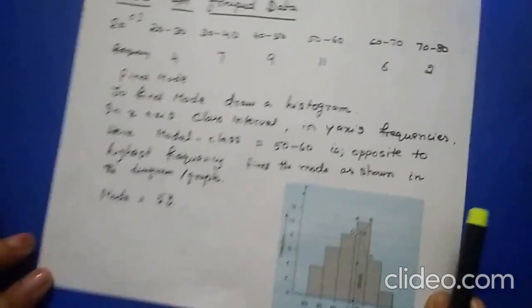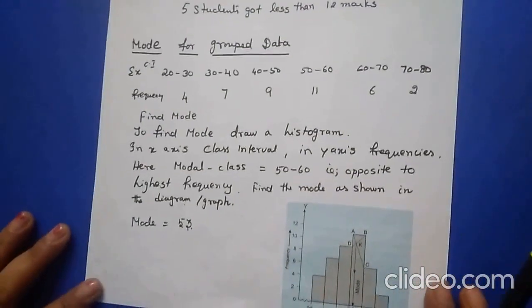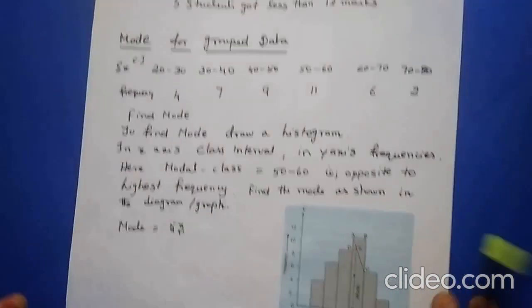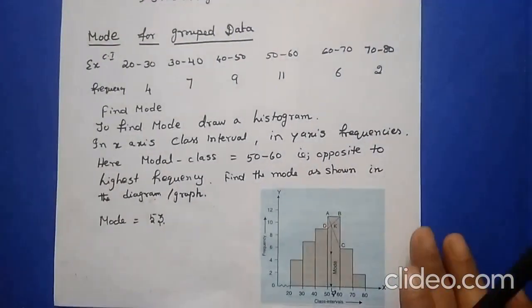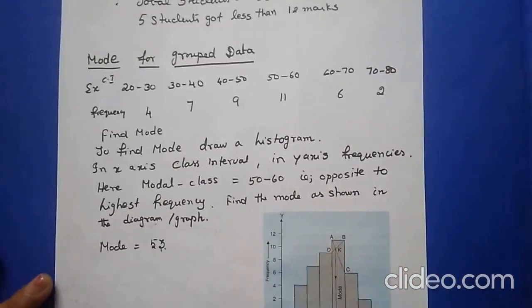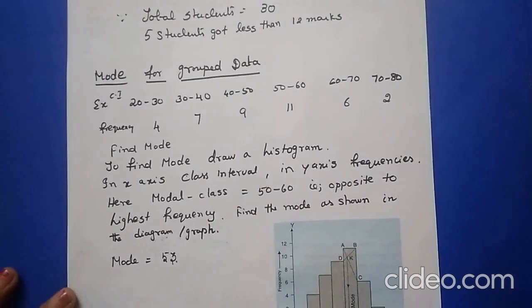Okay, now come to the mode for grouped data. Already I taught you how to find the mode for raw data and tabulated form. Mode means the observation opposite to the highest frequency. Or the observation that repeats many times is called the mode.